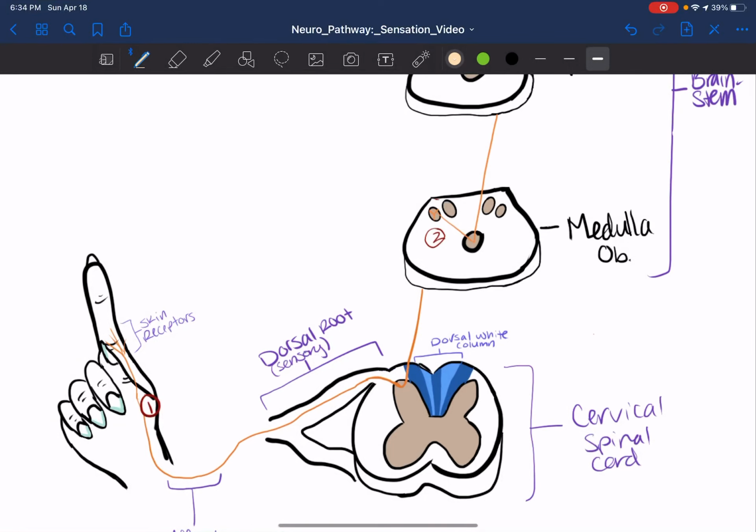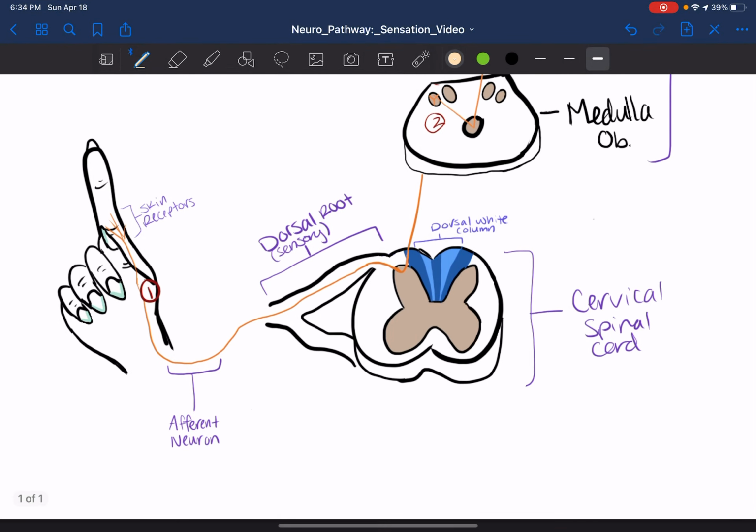I will be explaining on my drawn diagram the direct pathway of sensation from a touch on the right finger. A touch on the right finger.